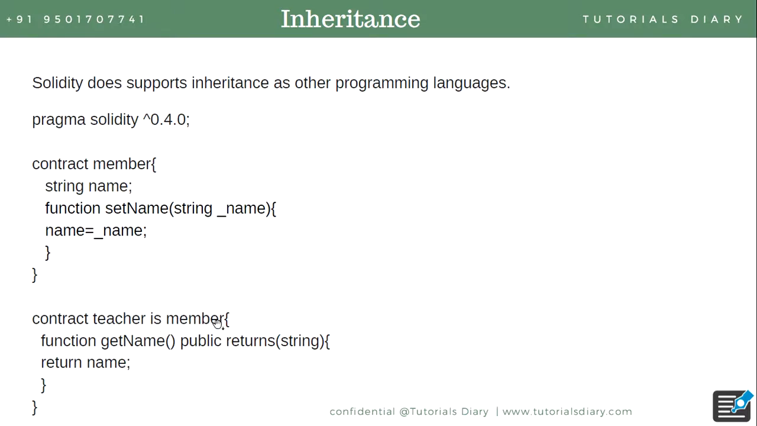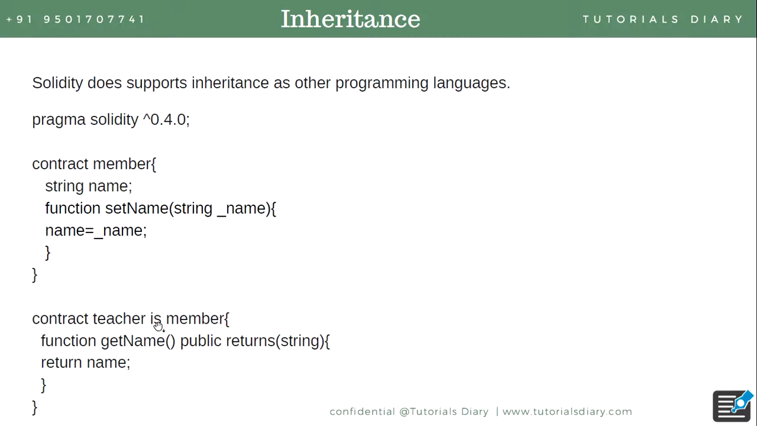In inheritance, we use the keyword is. In other programming languages, somewhere we use extends, somewhere other keywords, but in Solidity specifically, we use the is keyword to inherit a contract. You can inherit more than one contract as well. You can just have comma-separated values like Member, comma, something else. This way you can inherit more than one smart contract inside a contract.